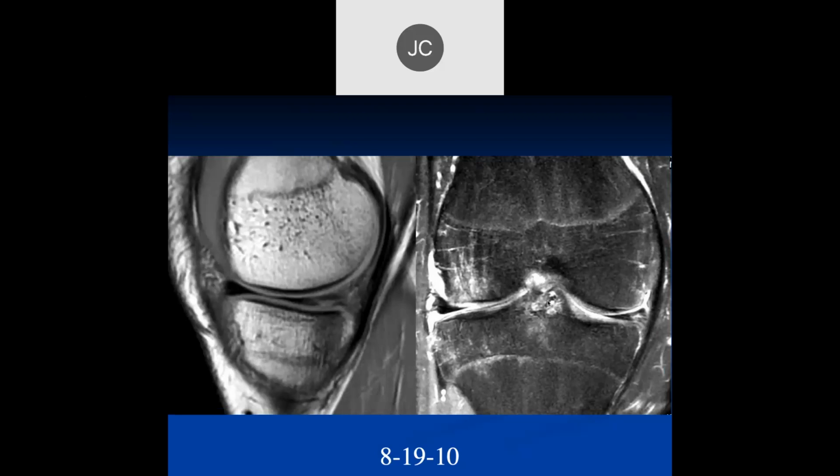So this is 8/19/2010. What do you see here now? Well, there's a tear of the... where are we? Is it the medial meniscus there? Okay, here's the medial meniscus. So there's a tear now, whereas 8 months earlier it was not torn. Right. And then we can see a lot of degenerative disease here.